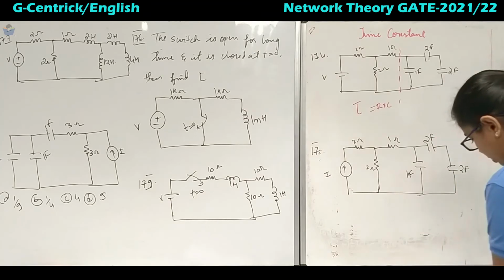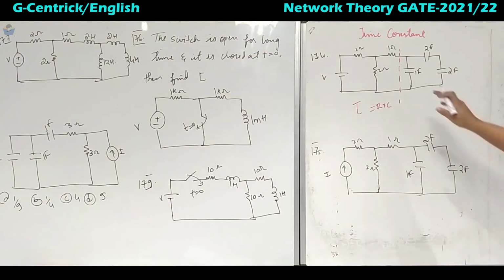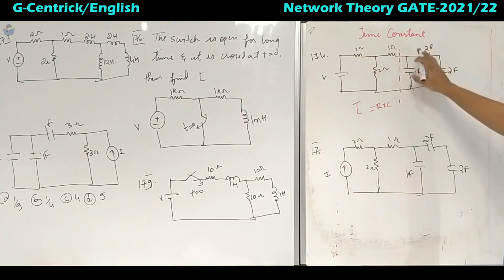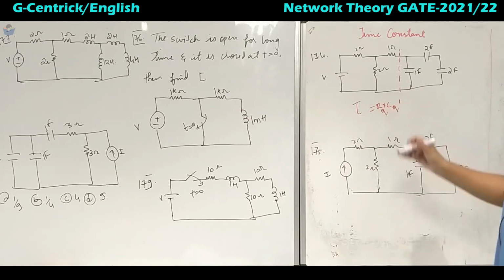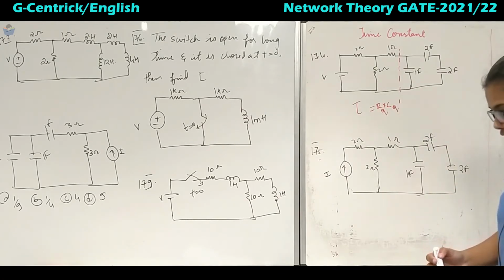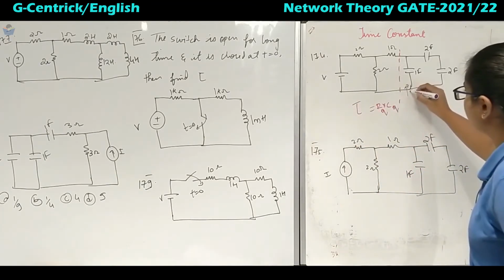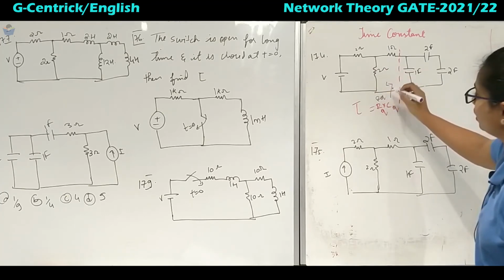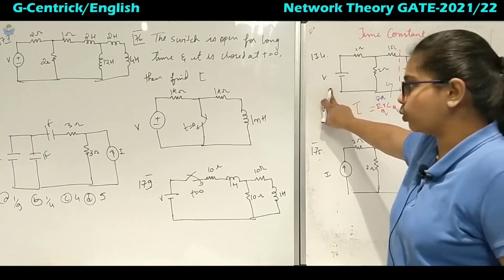Now, when you have more resistors and more capacitors like this, what will you take? R equivalent times C equivalent gives you the time constant. So how do we do that? If you see from here, it will be C equivalent. If you see from here, it will be R equivalent. While calculating resistors, the voltage source will be shorted and the current source will be open.